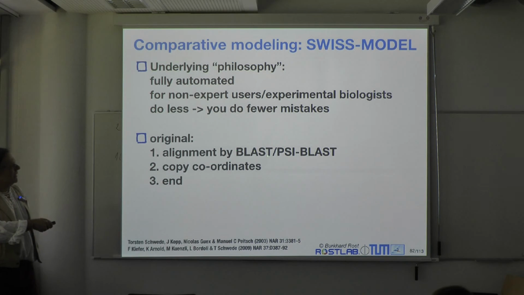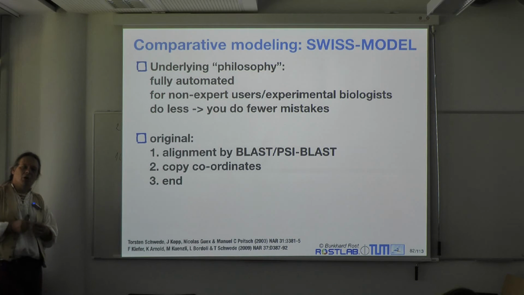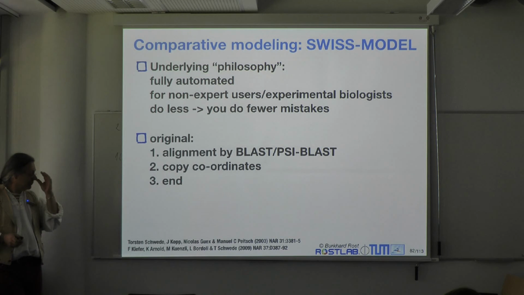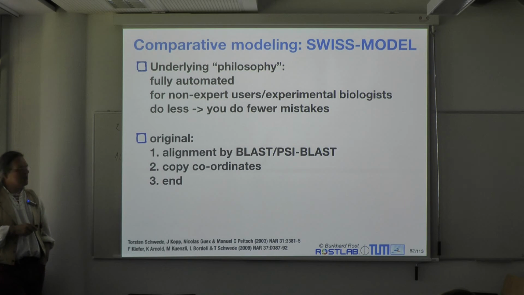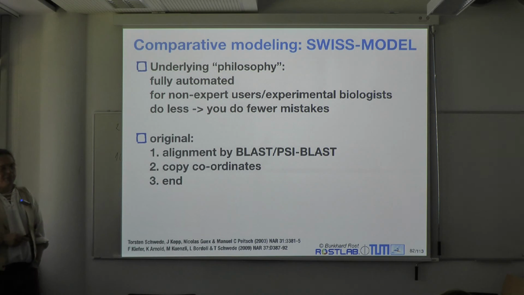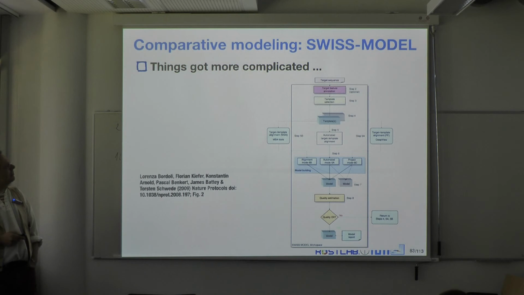So the original method really was an alignment by BLAST and PSI-BLAST, copy the coordinates, publish on the web. That, in fact, was the first method that had an online version of comparative modeling for everybody to use. The shock for the field was that it performed extremely well in CASP. So well that people began to use the server instead of their own methods. So this stupid, simple thing was actually on par with what people had spent years on developing. That was very frustrating. But things got more complicated from there.